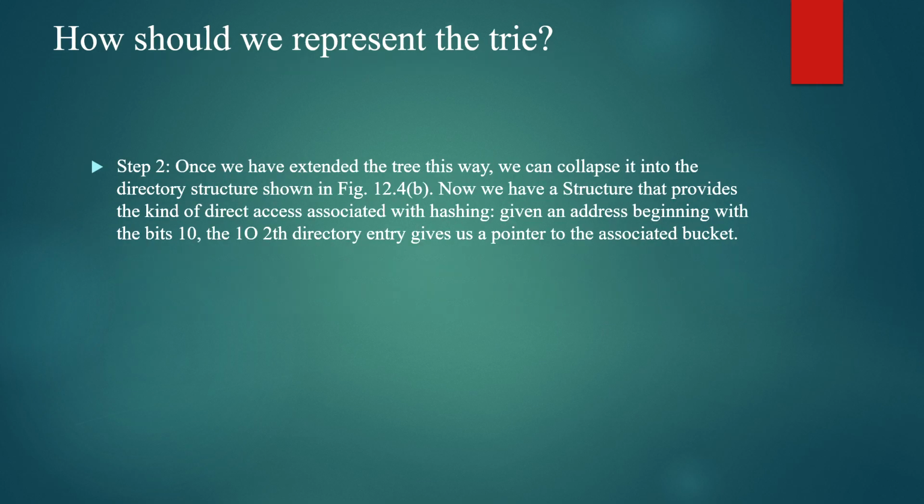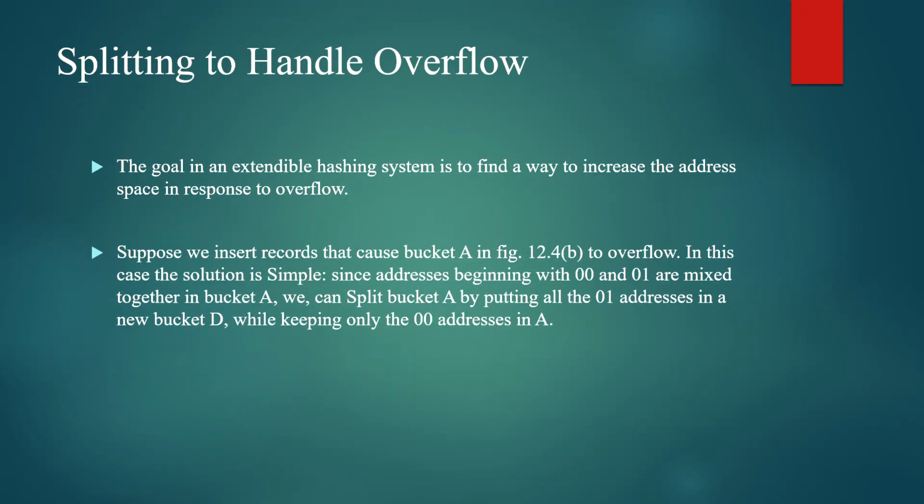And step 2 is, once we have extended the tree this way, we can collapse it into a directory structure. Now we have a structure that provides the kind of direct access associated with hashing. Given an address beginning with bits 10, the 10 directory entry gives us a pointer to the accessed bucket. So these are all the steps.